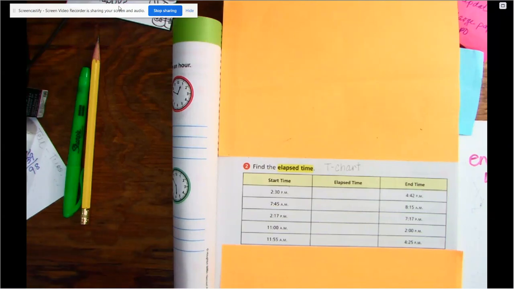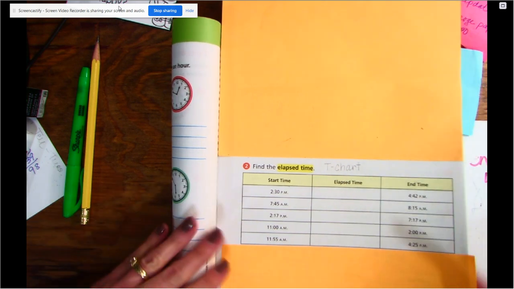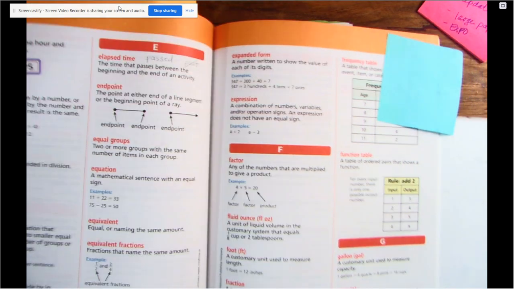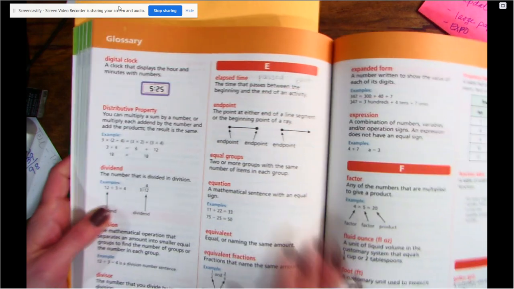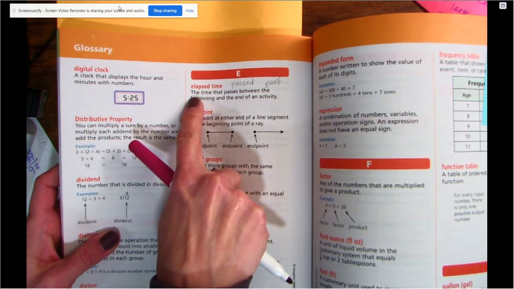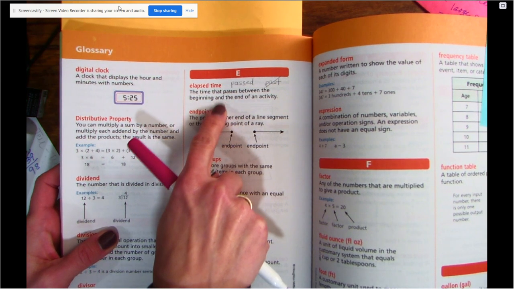Hey, third graders, we're going to work on elapsed time today. So while you are finding page 271, I'm going to flip to the back of our math journal. Remember, there's a glossary back there, which is like a dictionary that tells you the meaning of things. And when I look up elapsed time, it shows me that it's the time that passes between the beginning and the end of an activity.